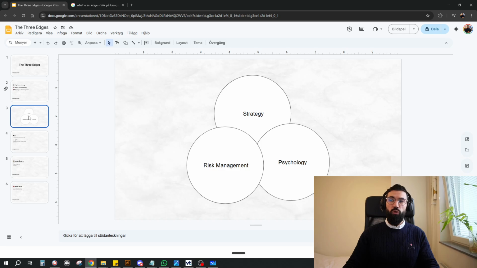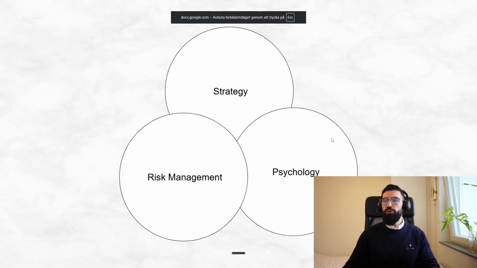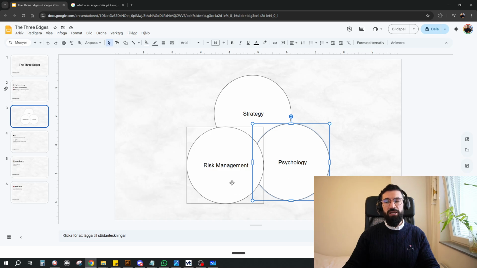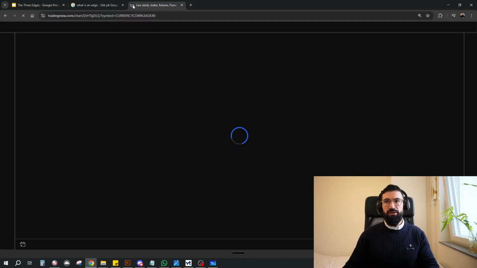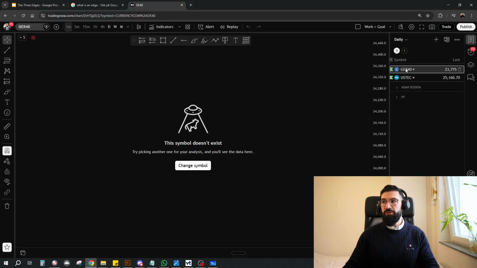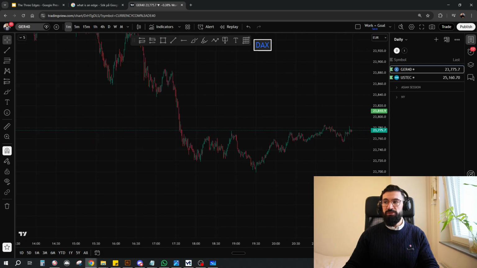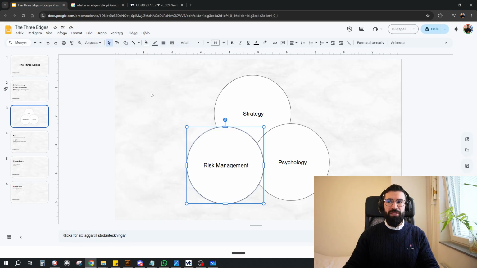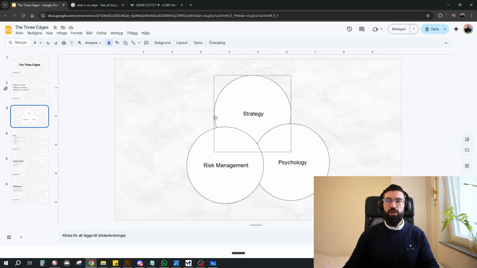When we trade, and this is a Venn diagram, the Venn diagram is showing you three things. We should have an edge in strategy, we should have an edge in psychology, and we should have an edge in risk management. So I'm going to show you an example also in the chart so we can get some perspective about how this works. So what does that mean for us? Because we are having three edges, what does that mean?